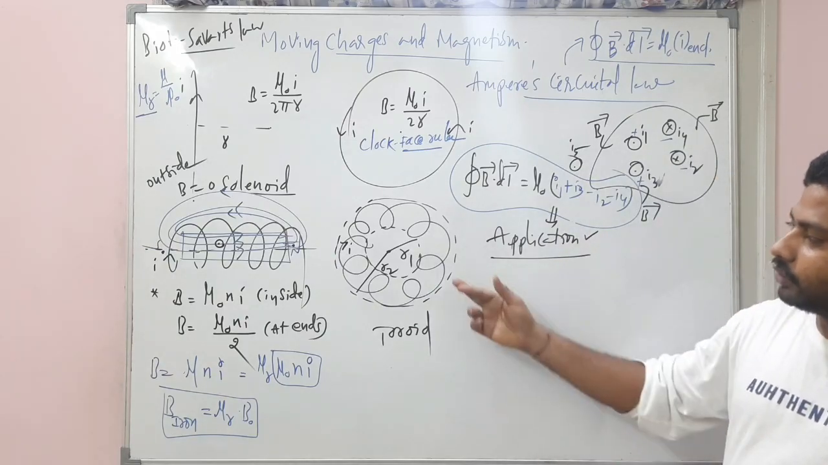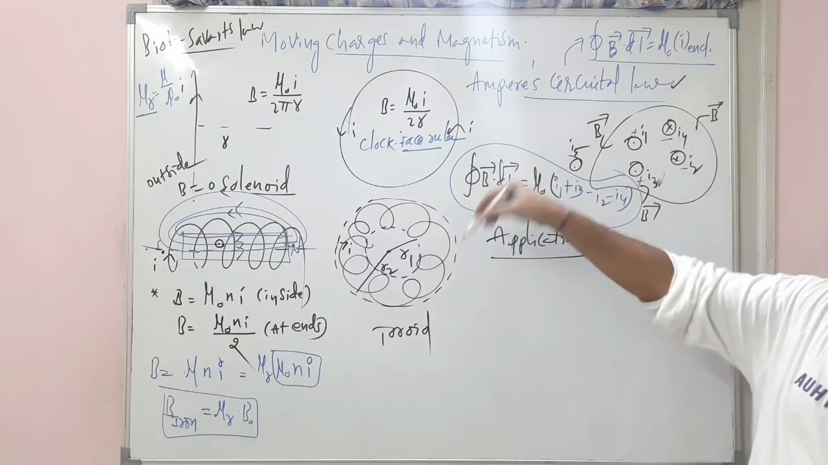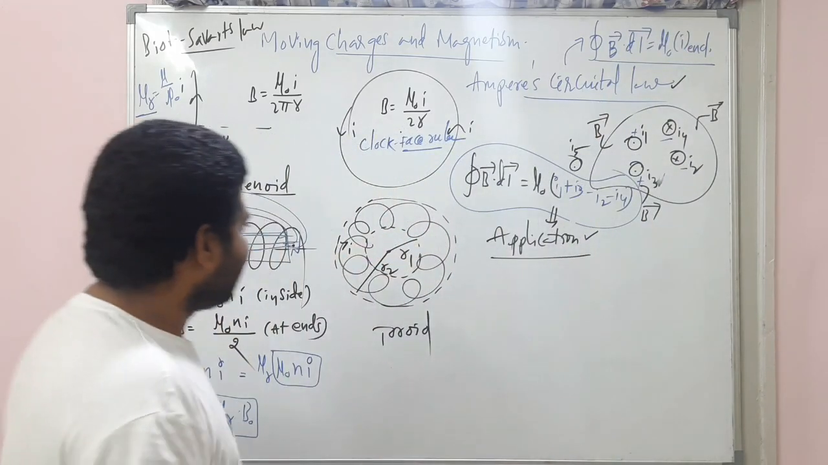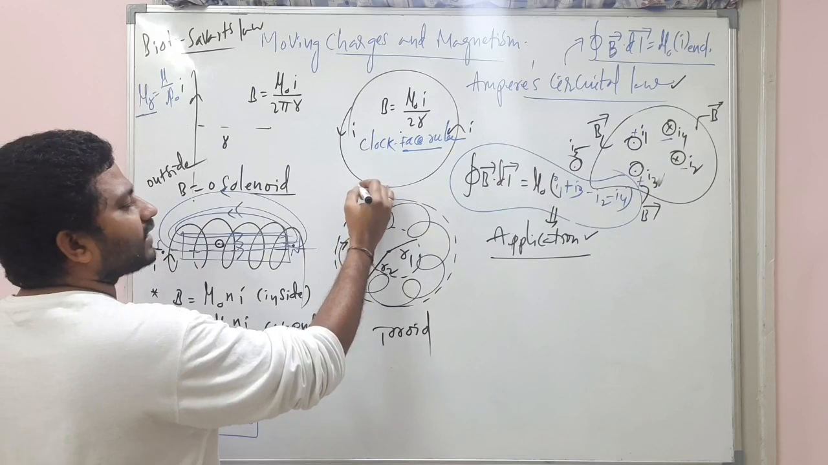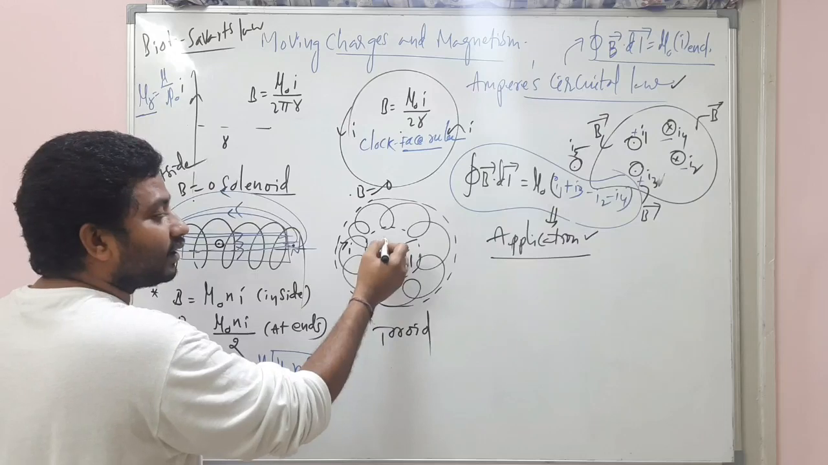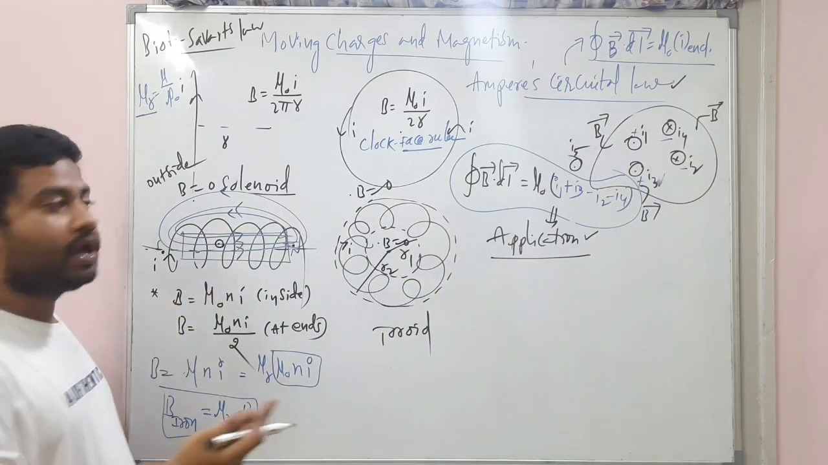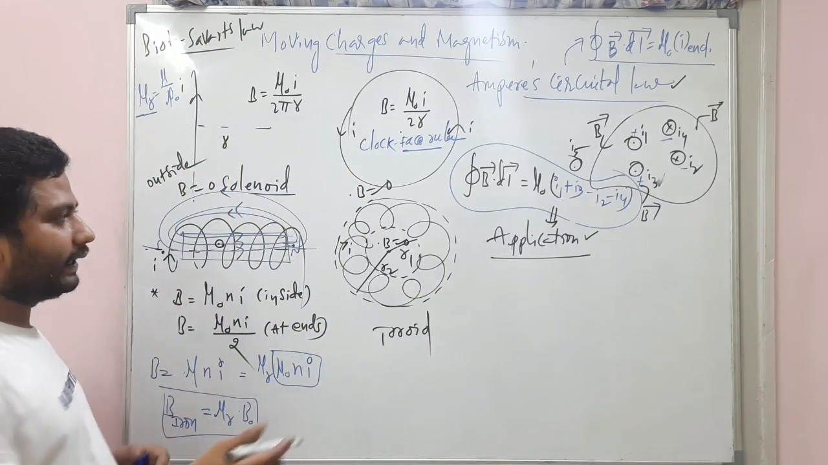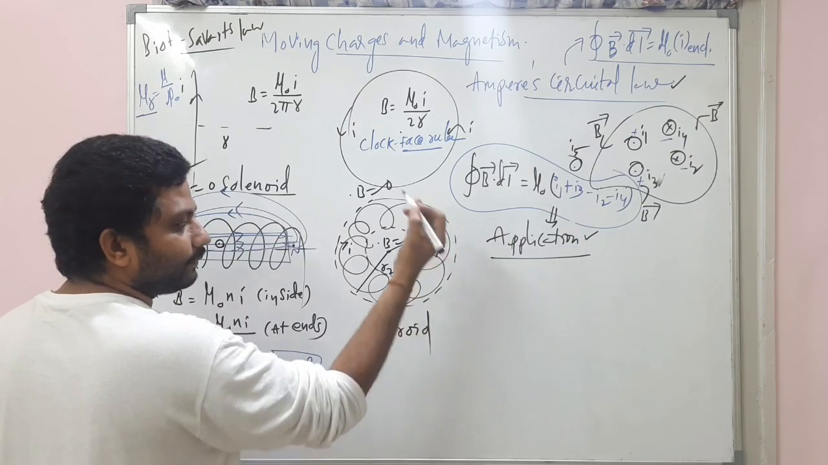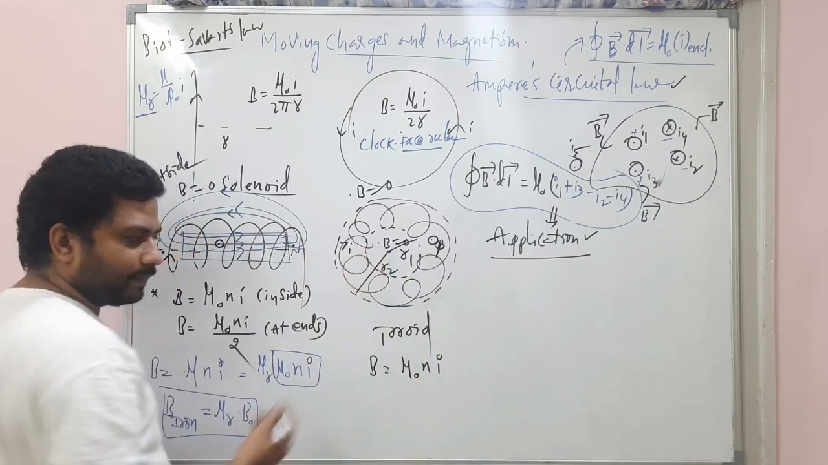Now let's move on to the toroid. By using the same Ampere circuital law, the magnetic field due to the toroid also we can find. Listen, the magnetic field due to the toroid outside is 0. Inside here, that means at the center of the toroid, it is 0. Outside the toroid it is 0. Now, inside, some point you take, this is the point P. And inside that, B is equal to mu naught n i.